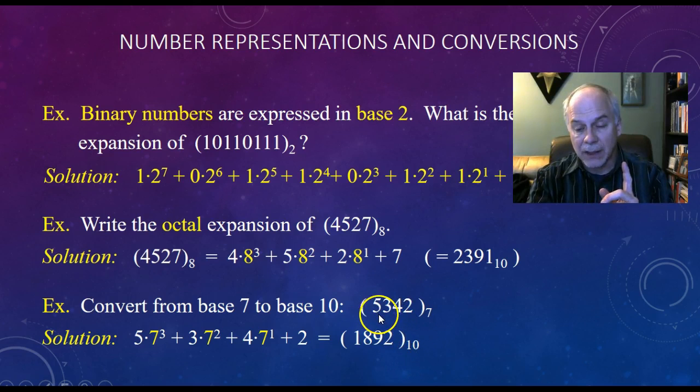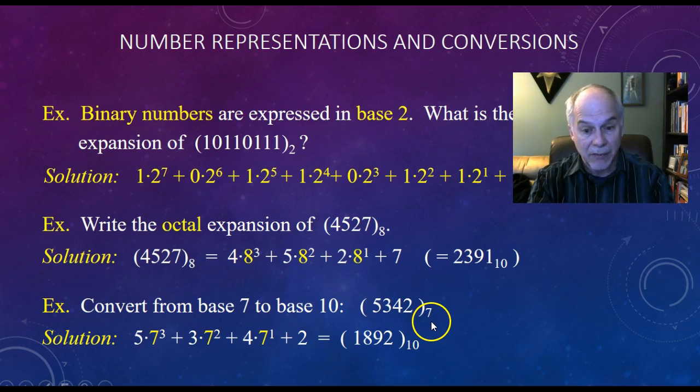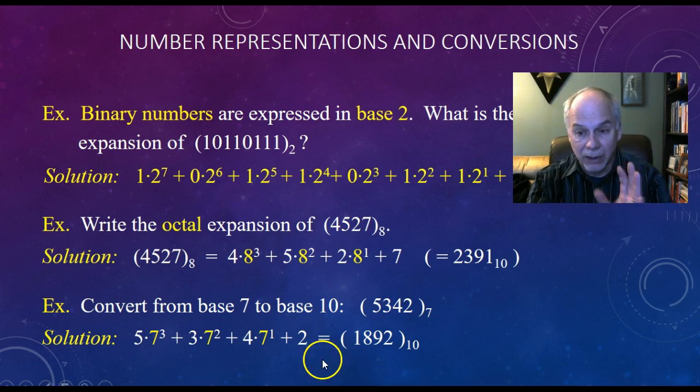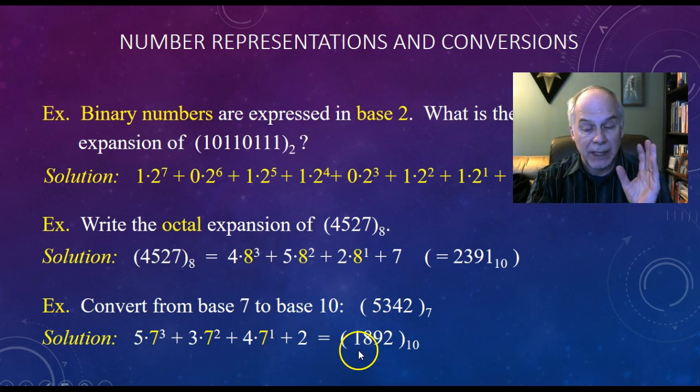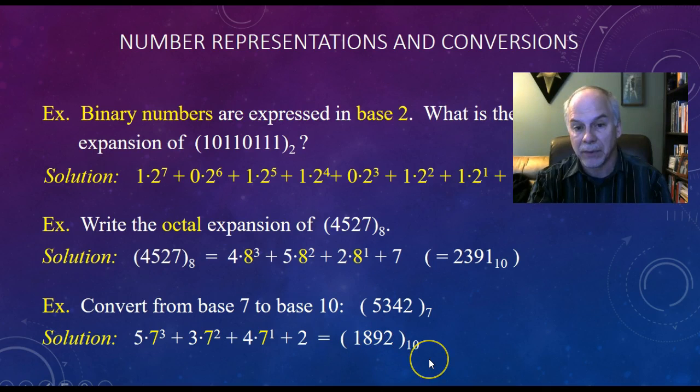Now, the number is 5342 base 7. So our powers of 7 are 7 to the 0 power, which is for the last place value, 7 to the first power, 7 to the second power, and then 7 to the third power. So this number expanded out would be 5 times 7 to the 3rd power plus 3 times 7 to the 2nd power plus 4 times 7 to the 1st power plus 2. And if you calculate that, try it on the calculator, you can verify what I'm saying, but it equals 1892 in our base 10 numbers. Okay.